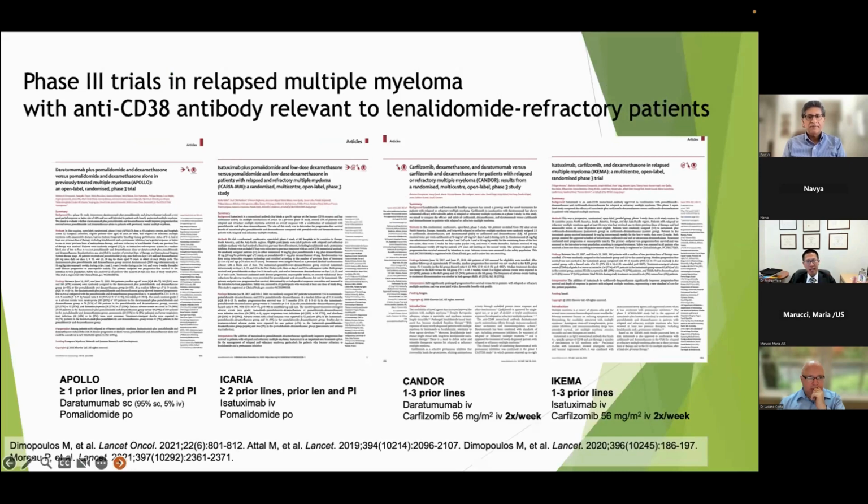On the left-hand side, we have trials which incorporate an anti-CD38 antibody with the oral medication pomalidomide, which is a next generation lenalidomide. And on the right-hand side, we have anti-CD38 antibodies combined with the proteasome inhibitor carfilzomib, also known as Kyprolis. Something to point out with these clinical trials is that the carfilzomib here is given twice a week, and in current practice, we've shifted towards giving it once a week. But I show this data here because it sets the stage for future discussions. Next slide.